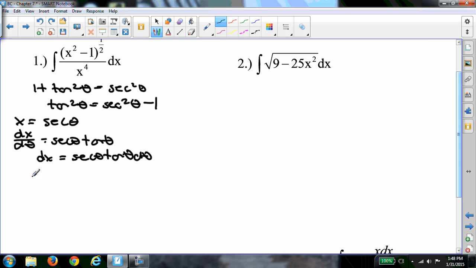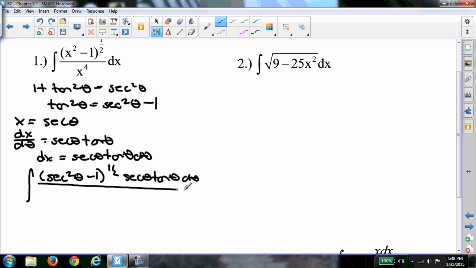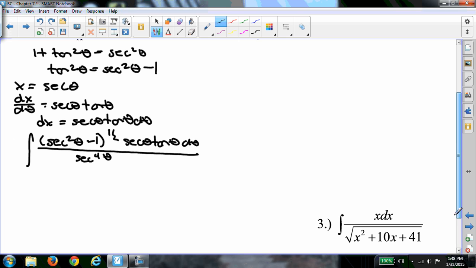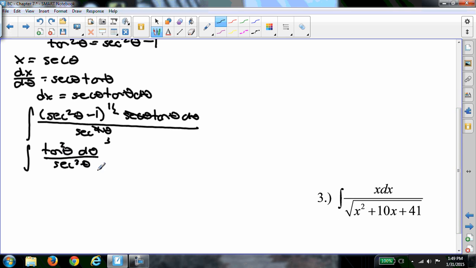Substituting all of this into the integral, I'm going to have secant squared theta minus 1 to the 1/2. I have a secant theta tangent theta d theta. And in the denominator, I have x to the 4th, which is secant to the 4th theta. So we're going to simplify this. Secant squared minus 1 is tangent squared, to the 1/2 is tangent theta. I have a secant theta, which actually I will cancel with one of those. So now I have tangent squared theta d theta in the numerator, and I have secant cubed theta in the denominator. When in doubt, you should always change back into sines and cosines.